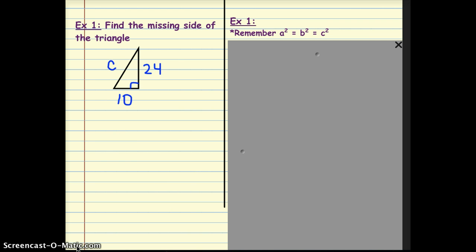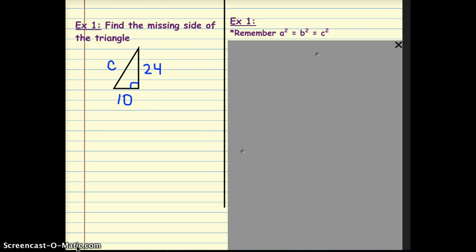Here we go, example number 1. Find the missing side length of the triangle. And it is a right triangle. We've got our little right angle. One side is 10, one side is 24, and our hypotenuse, this longest side across from this right angle, is c. So we're trying to find c.